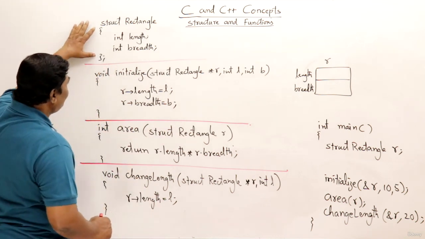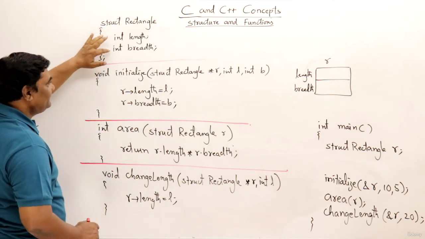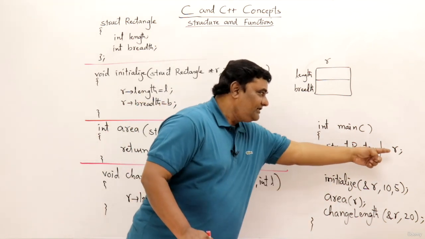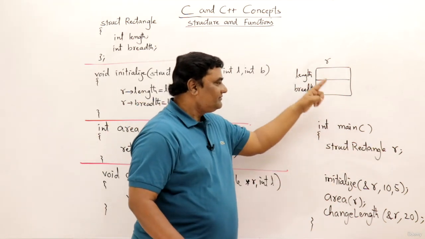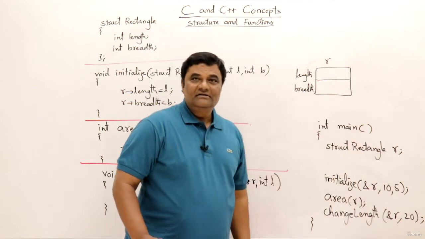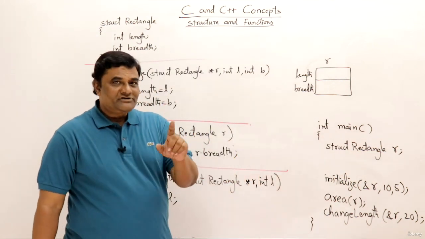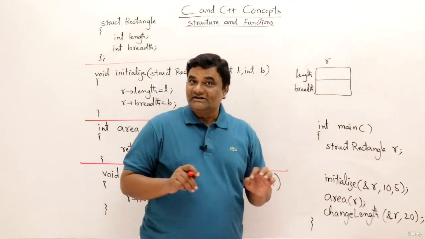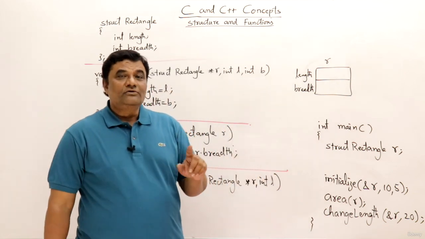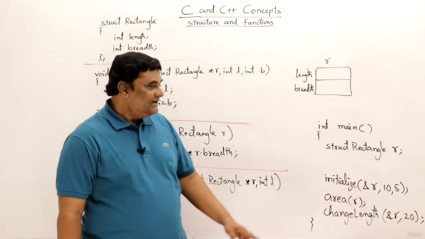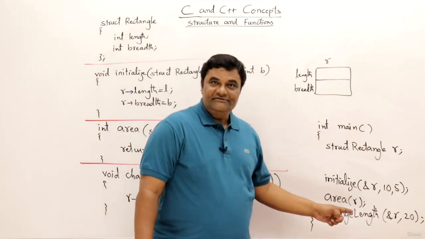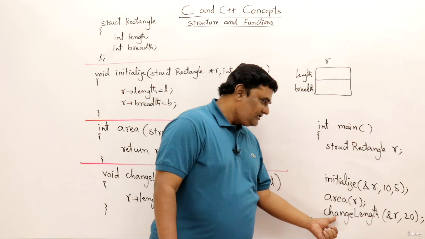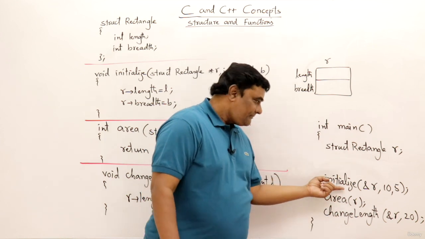See, I have a structure for a rectangle, which we have already seen, having length and breadth. And this is the main function. Main function has a variable of type rectangle. This belongs to the main function, that is R. Then the most important thing to observe here is that the main function is not having any instructions of its own, it's only calling functions. Yes, everything is done by calling functions. There is a function for initialize, there is a function for area and change length. Let us see the functions.